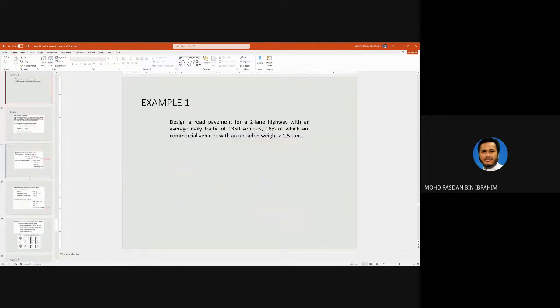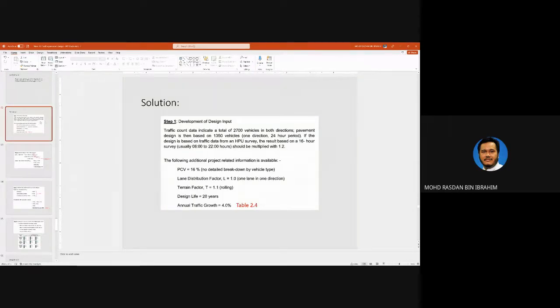Example 1. Design a road pavement for a 2-lane highway with average daily traffic 1350 vehicles, 16% are commercial vehicles. So in this question, you don't have the classification of the vehicles. You are just given daily traffic 1350. From this 1350, 16% are commercial vehicles with unladen weight more than 1.5 tons. So solution, determine the design input.